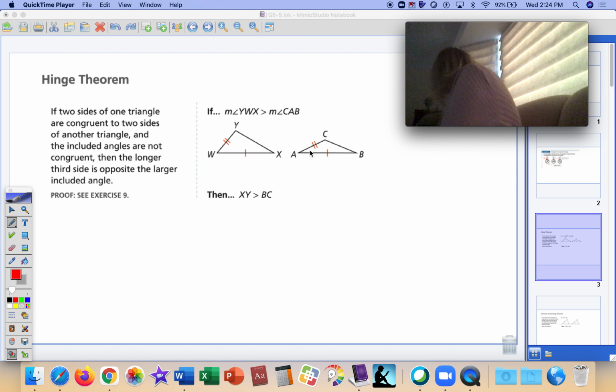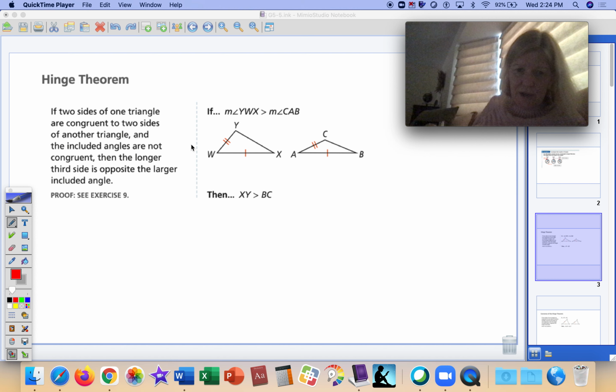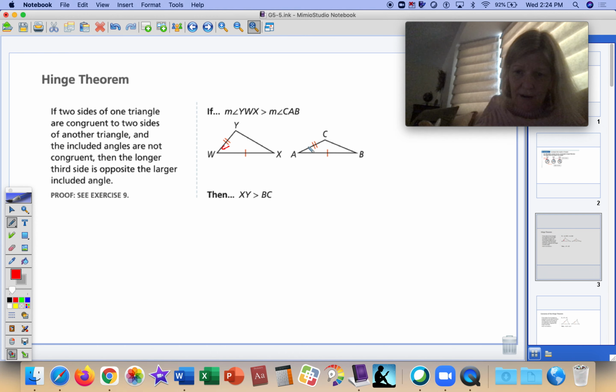Hold on, let me mark it. Okay, so they're telling us the measure of YWX, so this angle here, is greater than the measure of CAB. All right, and we know that WX is congruent to AB and WY is congruent to AC. So if we have two sides that are congruent, then we look at the angle, and whichever one is larger is opposite the larger side. So in this situation, angle W is larger than angle A, that means that YX is larger than CB.